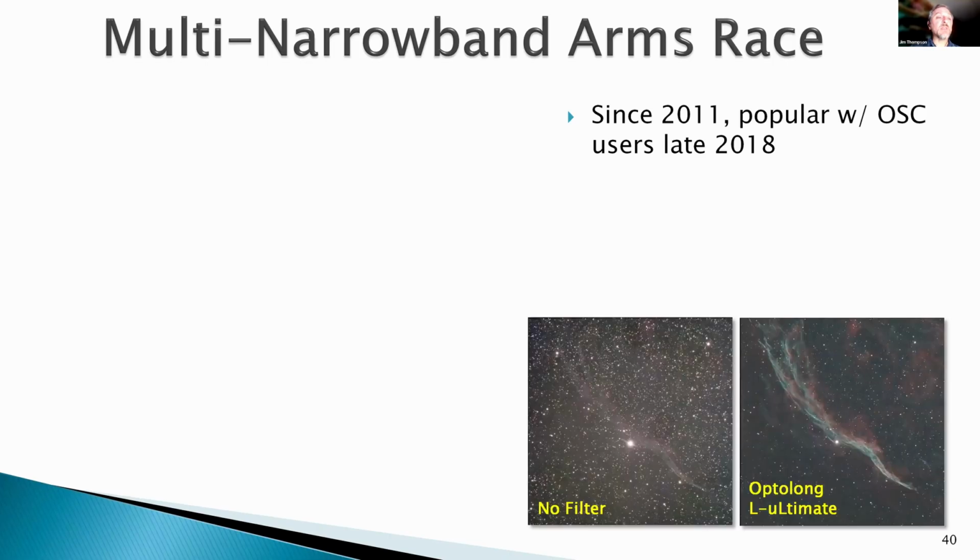The next advanced filter topic is regarding the ongoing race to produce the best multi-narrowband filter. These filters first arrived on the market around 2011 and have become very popular with one-shot color imagers and EAA enthusiasts since around 2018. The reason for their popularity is they are able to greatly improve the contrast and signal-to-noise ratio of emission nebulae.